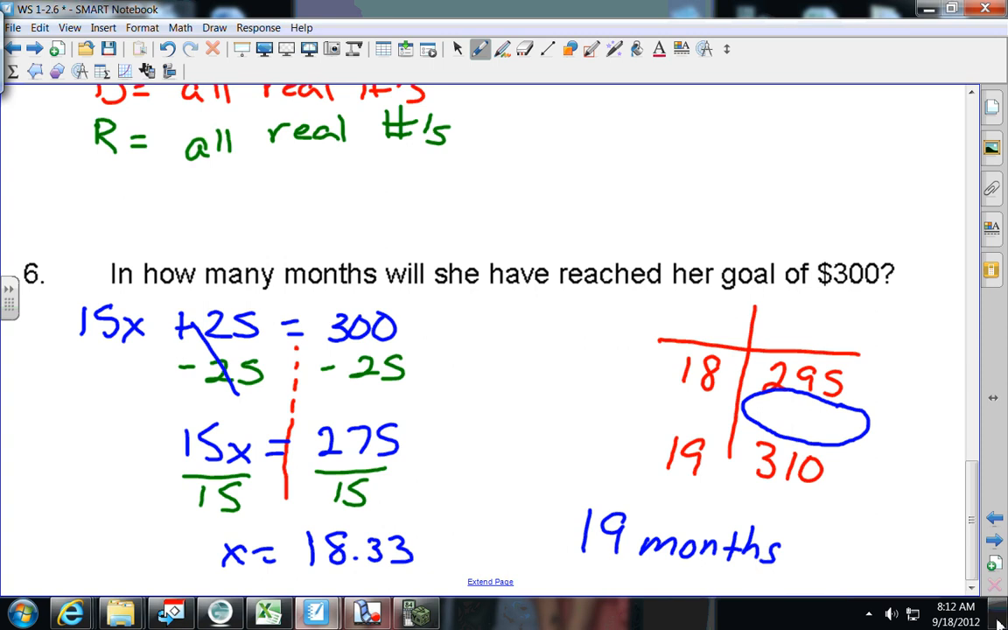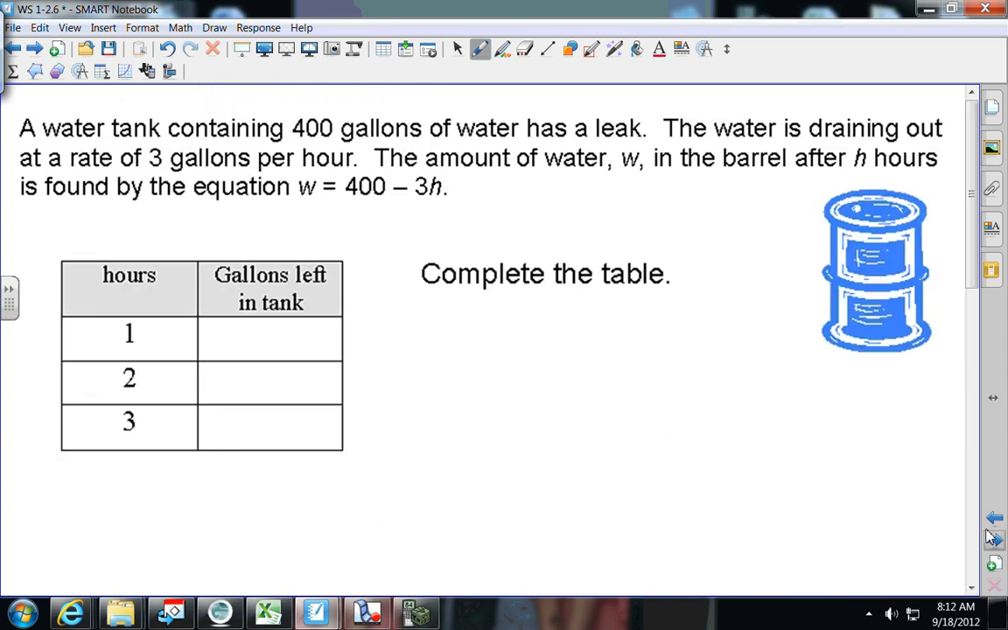Okay, now let's go to the next one. I'm going to start you off on this one right here. It says a water tank containing 400 gallons of water has a leak. The water is draining out at a rate of 3 gallons per hour. I would circle that. The amount of water W in the barrel after H hours is found by the equation W equals 400 minus 3H. After 1 hour, how much is left in the tank? Okay, so you can do it one of a couple ways.